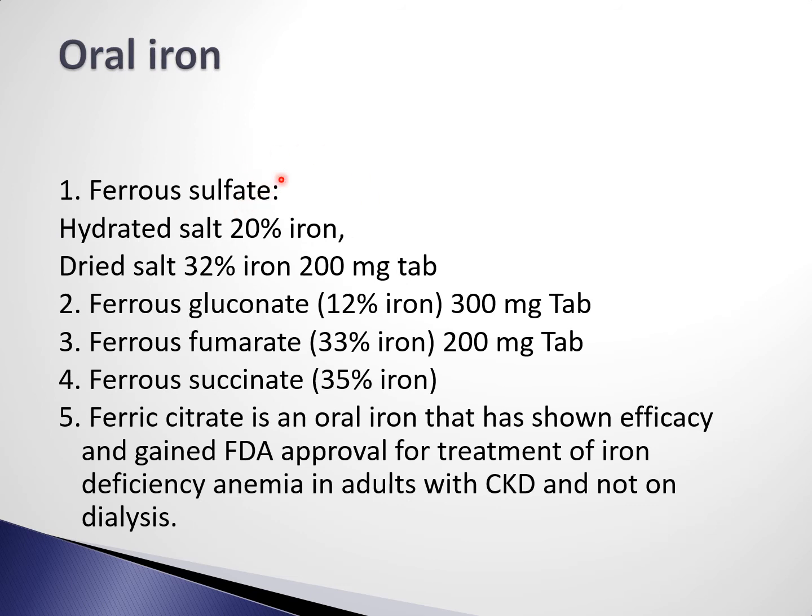Now these are all the oral iron preparations that are available. You have ferrous sulfate, ferrous gluconate, ferrous fumarate, ferrous succinate and ferric citrate. Now ferrous sulfate has 20% iron as the hydrated salt whereas 32% as the dried salt. Ferrous gluconate has 12% iron, and fumarate and succinate almost 30% of iron.